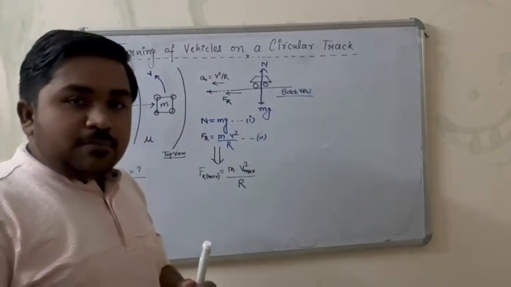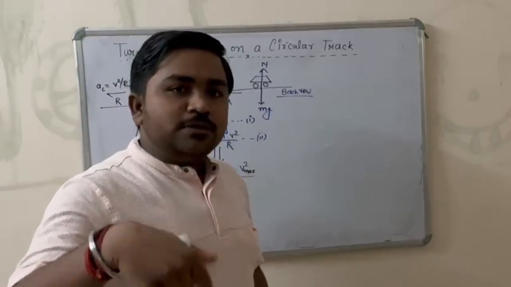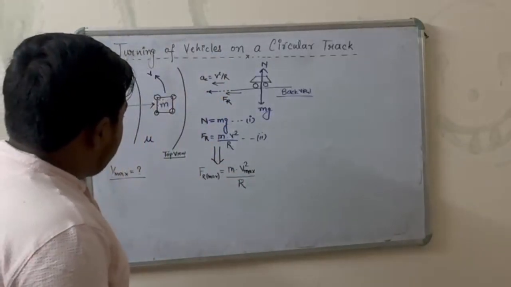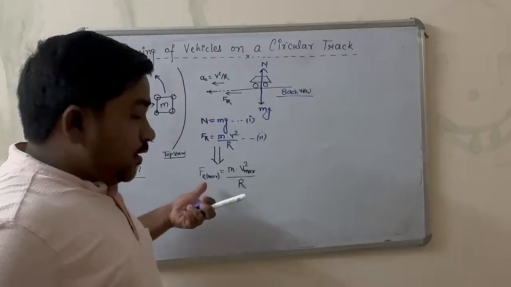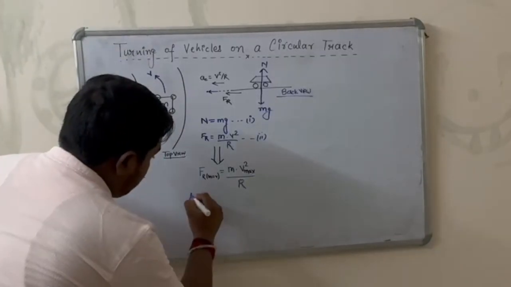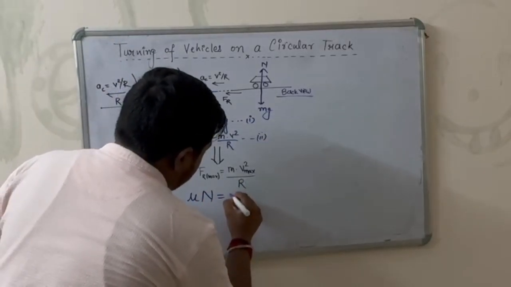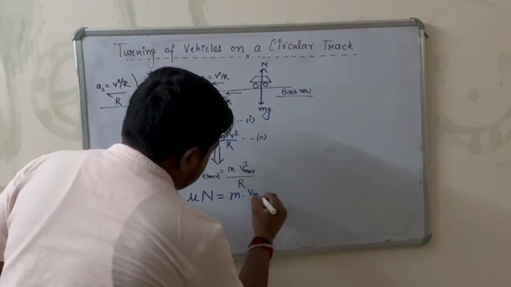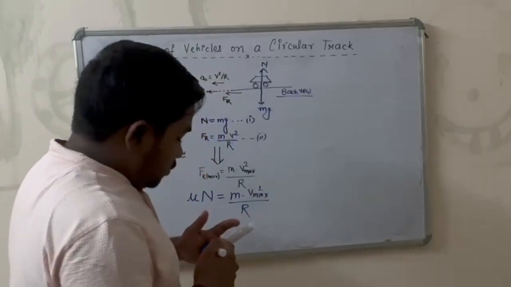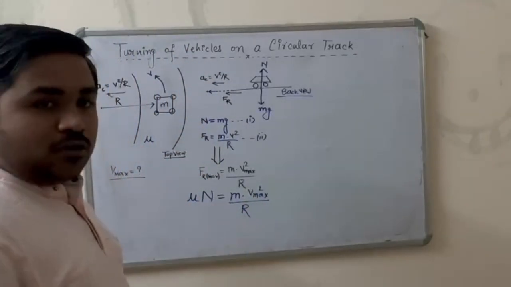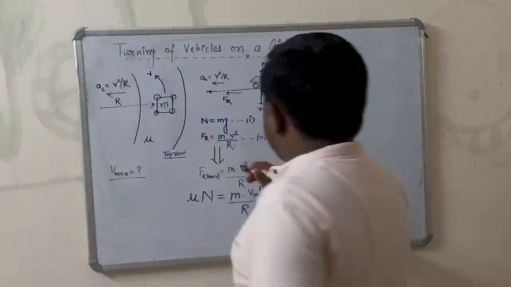Now, what is the maximum value of static friction? This you must be knowing from the chapter friction and Newton's laws of motion. So, the maximum value of static friction is coefficient of friction multiplied by the normal force, that will be equal to mass into Vmax square divided by R. Now we have to just substitute the values and we will get the value of Vmax. What is the value of N? It is equal to mg. I am writing here.